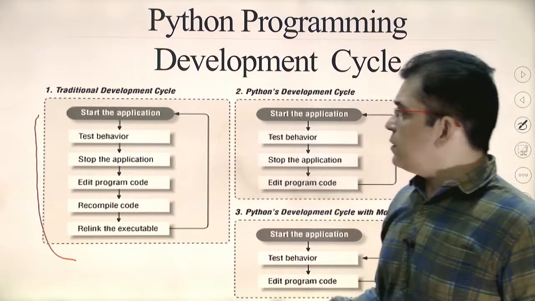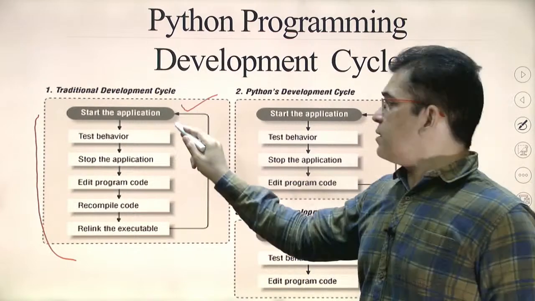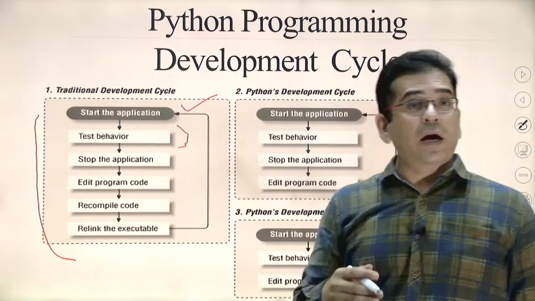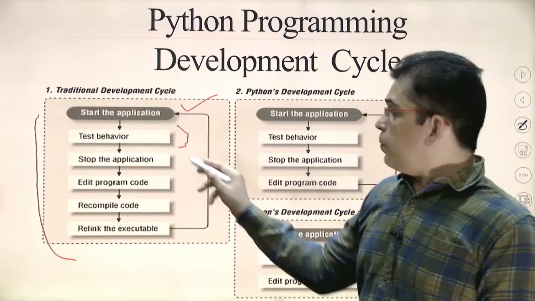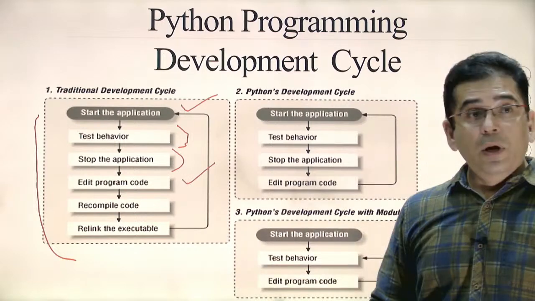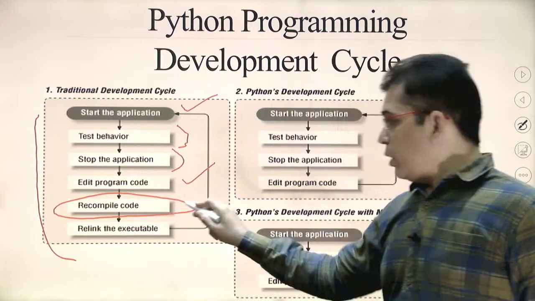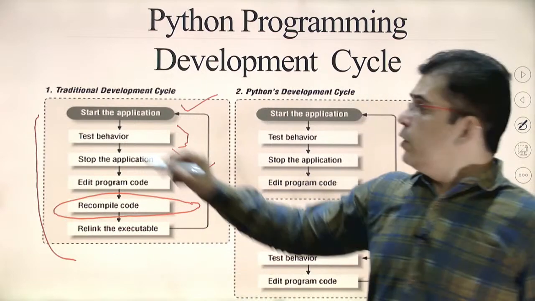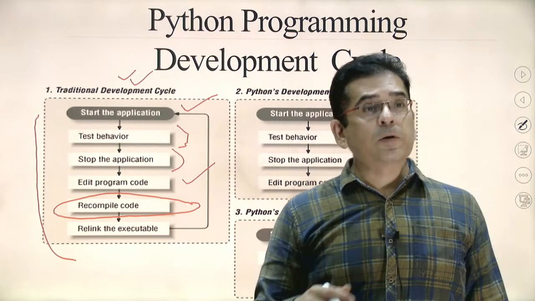Here you can see when you start the application, first it will test the behavior of the program, or you can say the environment, the required minimum environmental variables. Then it stops the application after testing the behavior, and if you want to edit your program code, you can go to this step. But if you have edited the code, you need to recompile the code. That is a limitation of the traditional development cycle, or you can say of programming languages like C or C++.